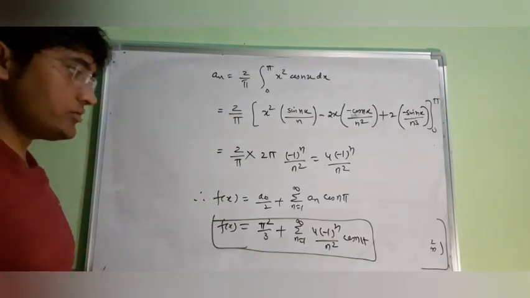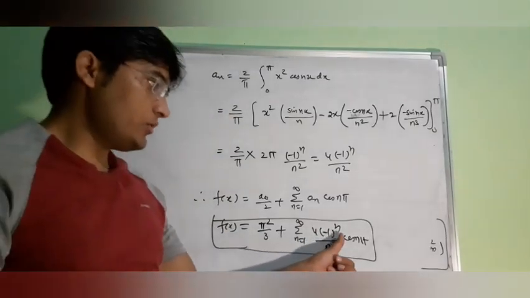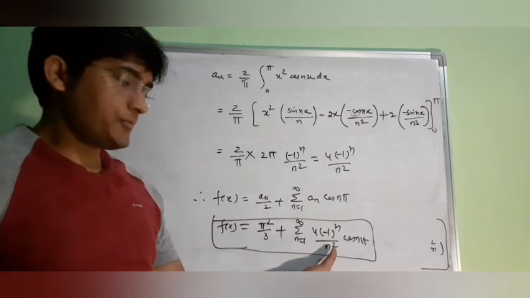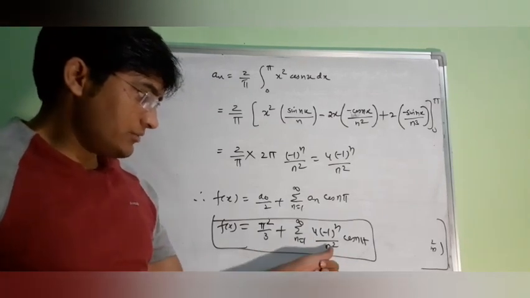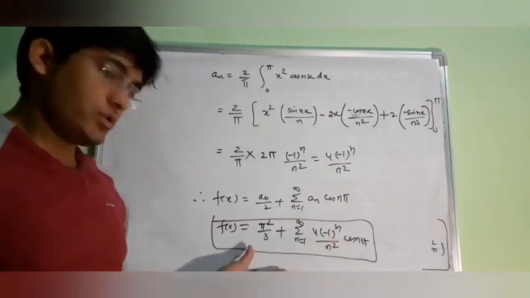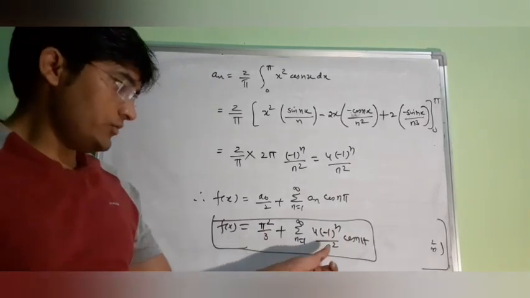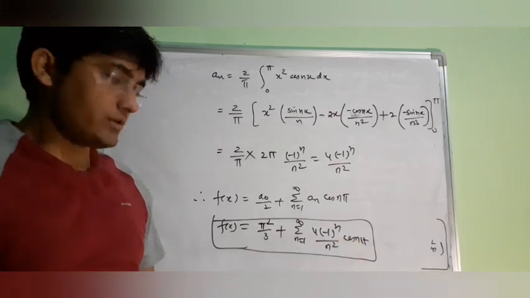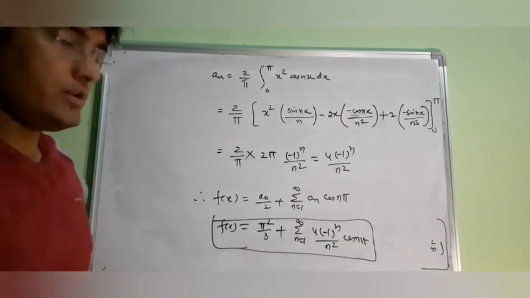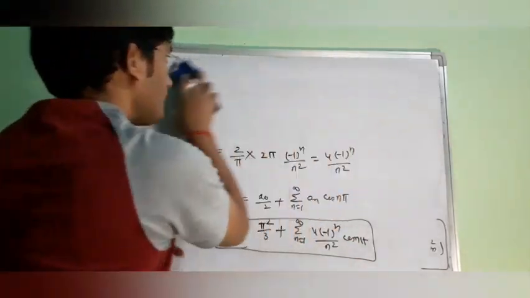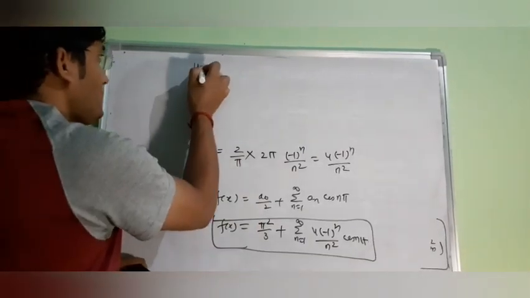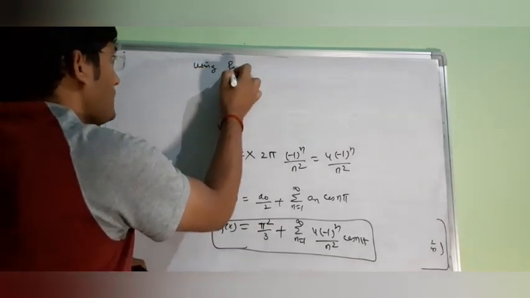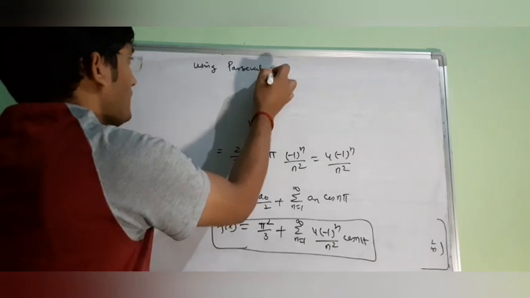Now we have to deduce the sum of summation 1 by n power 4. As we are getting summation 1 upon n square from this Fourier series, it is not possible to find out summation 1 upon n power 4 directly using this result. So let us use the Parseval identity.